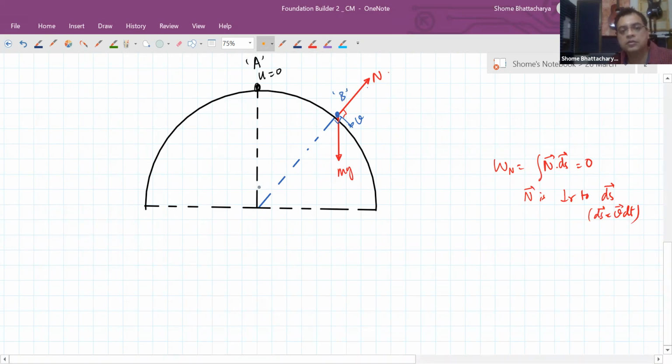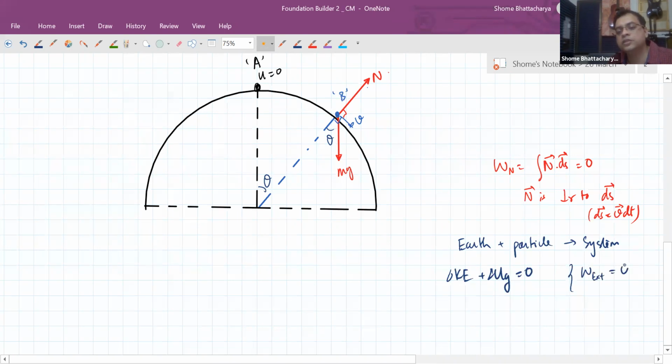Okay. So therefore, we take the earth plus the particle as a system. So we can say that change in kinetic energy plus change in gravitational potential energy is 0, because work done by external force is 0. There is no external force doing work, and work done by non-conservative force is 0, because there is no friction.